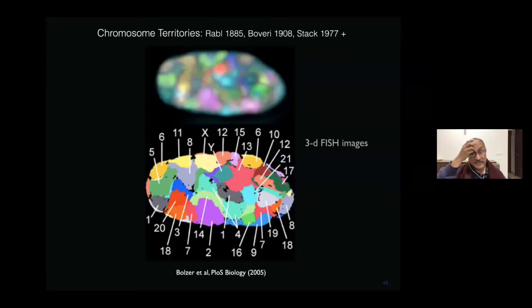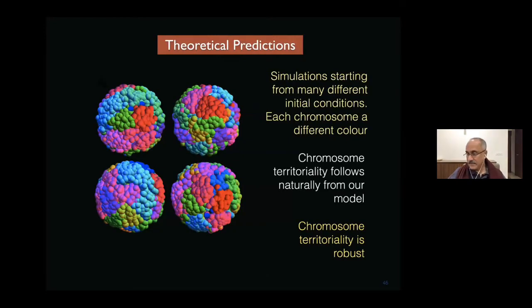What about territory? This is the experimental picture of the territories. You can see each of these colors separately. Each is colored a separate chromosome. And these are pictures that you get from the simulations. You can see the nice separation of colors, the green, the blue, the orange, the red, the purple, etc.